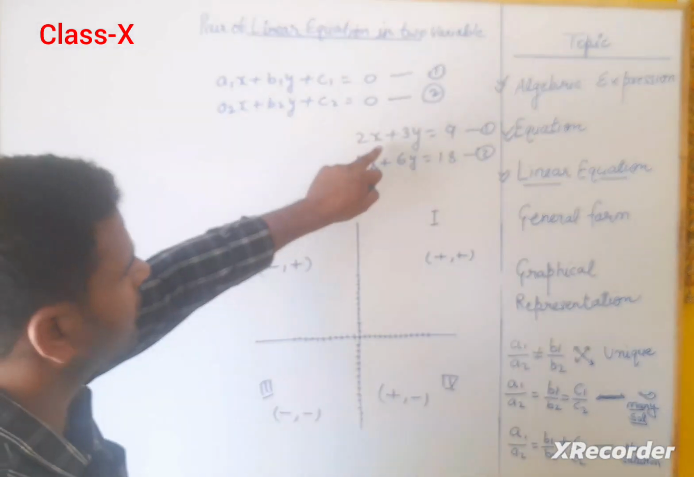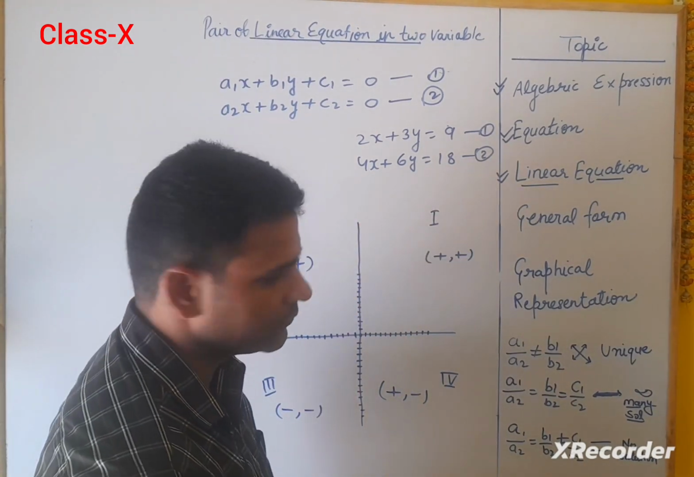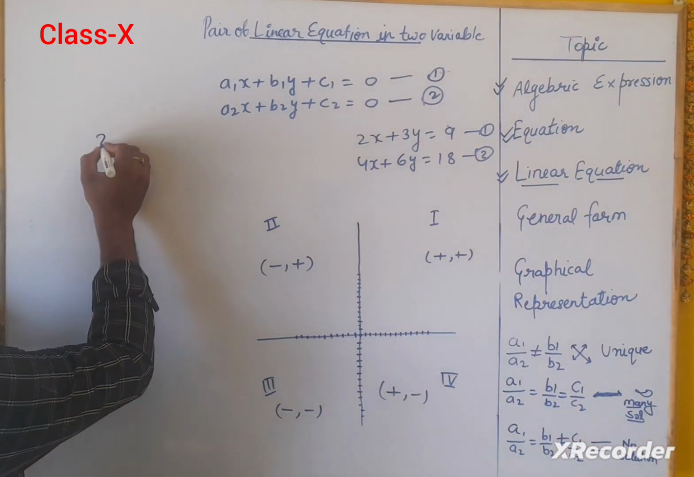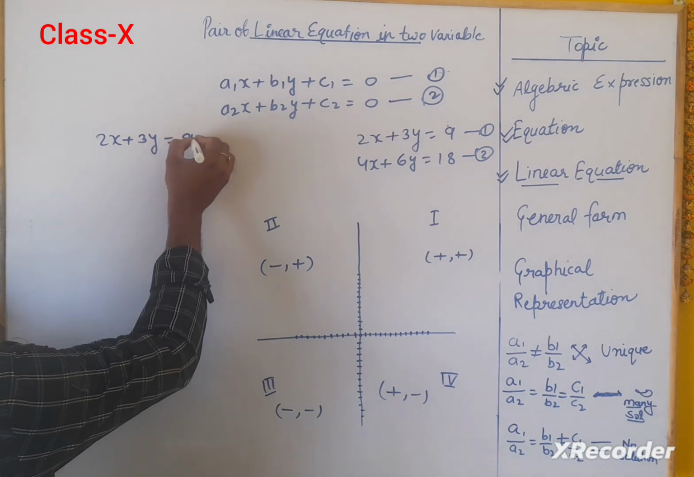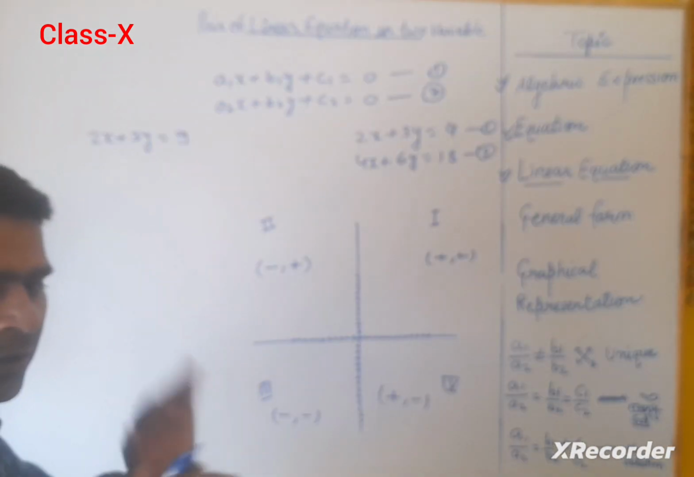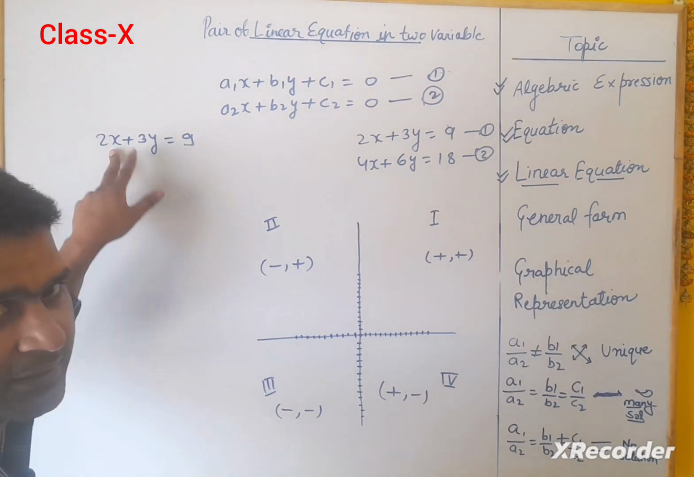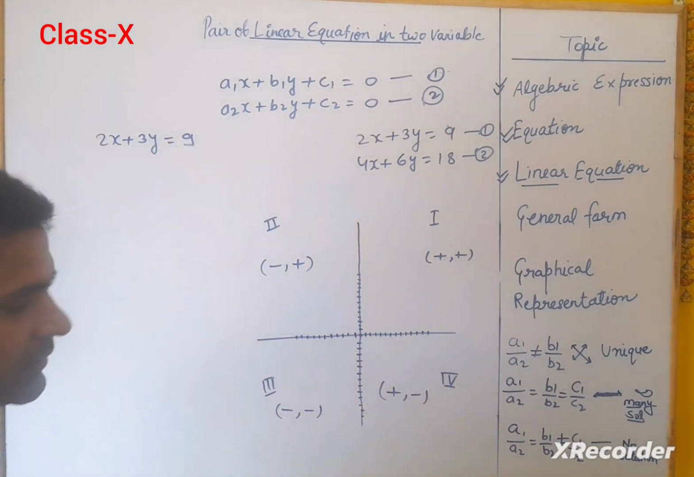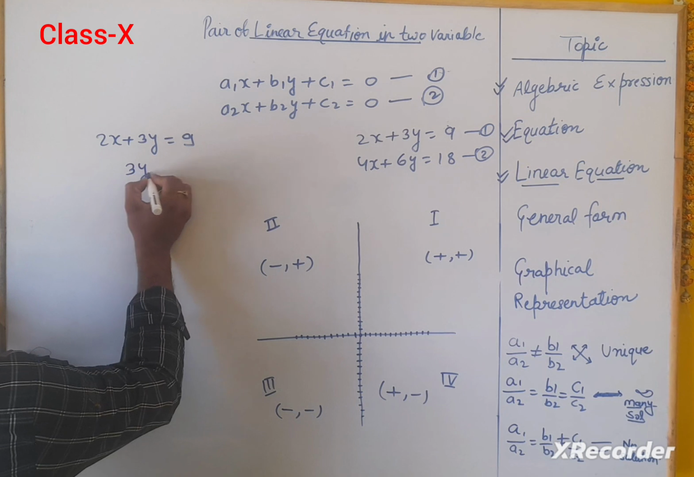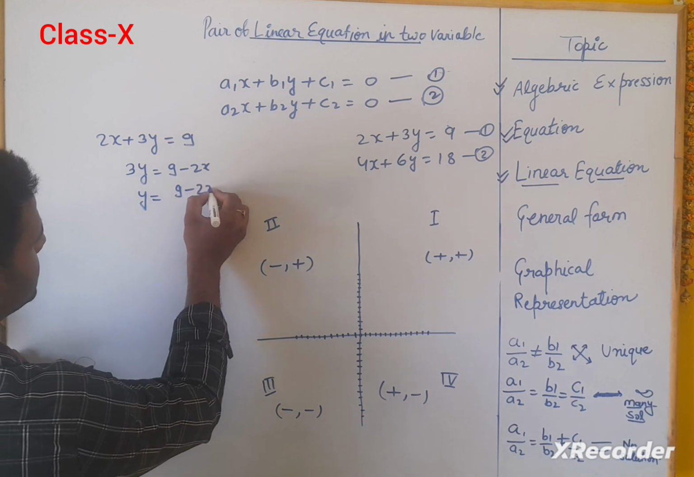Okay, let's start. 2x plus 3y equal to 9 and 4x plus 6y equal to 18. We need to plot them on a graph. Taking 2x plus 3y equal to 9, we are going to find the value of x in terms of y or the value of y in terms of x. Two ways are there. Let us take the value of y in terms of x. So 3y is equal to 9 minus 2x, and y equals (9 minus 2x) upon 3.